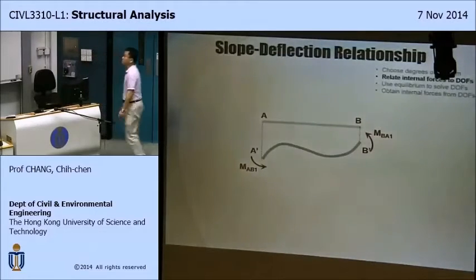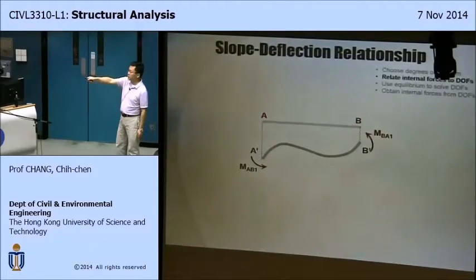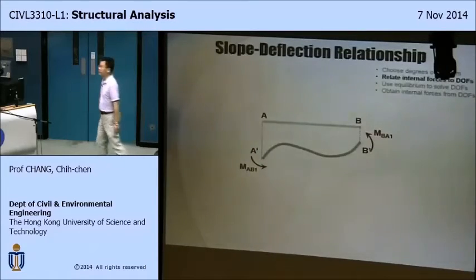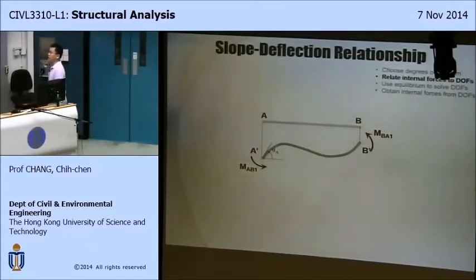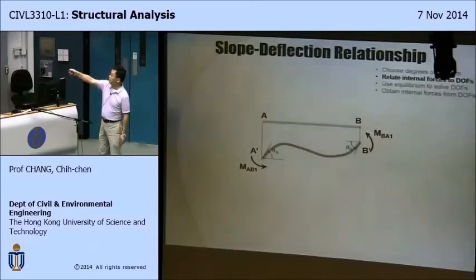So here, we want to answer these questions. There will be degrees of freedom at node A and degrees of freedom at node B. And I want to know the relationship between the degrees of freedom at A and B with the end moments at A and B without external force. So what are the degrees of freedom? The degrees of freedom are theta A, theta B, and the displacements of A and B.